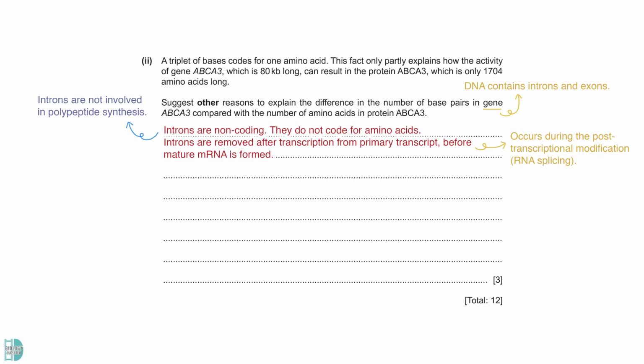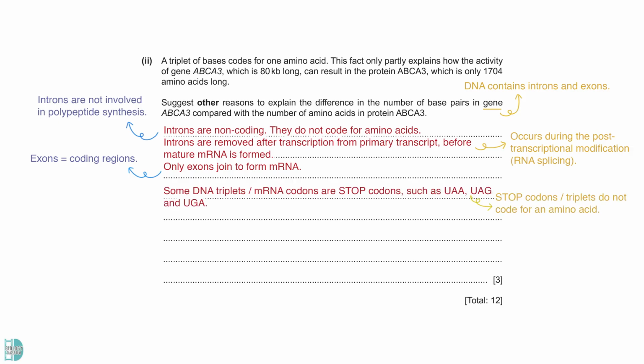Several events occur during the modification. The one described here is called RNA splicing. After the introns are removed, exons are joined to form the mRNA. Apart from that, some DNA triplets are transcribed into the stop codon in mRNA. The stop codons are UAA, UAG, and UGA. They do not code for amino acids.